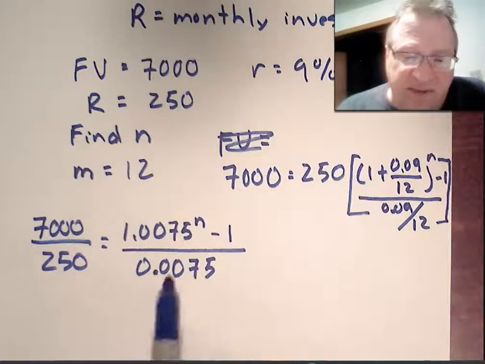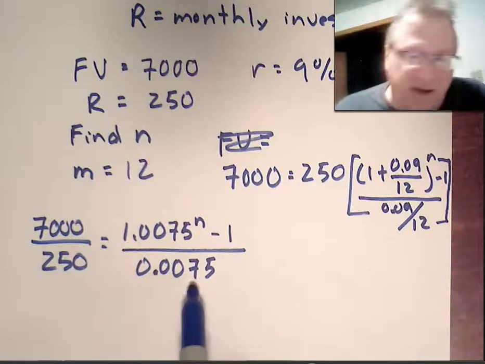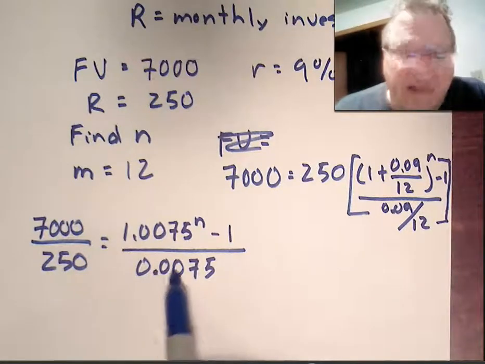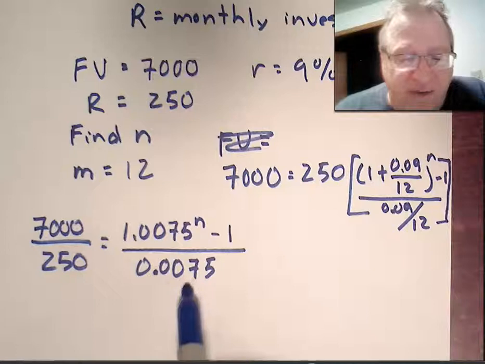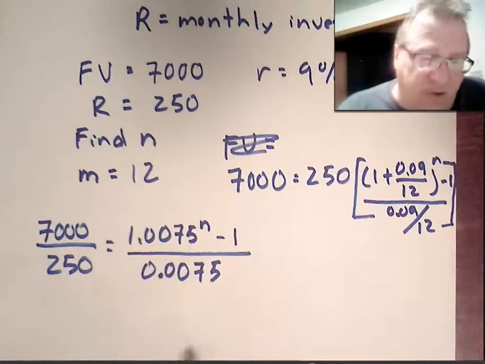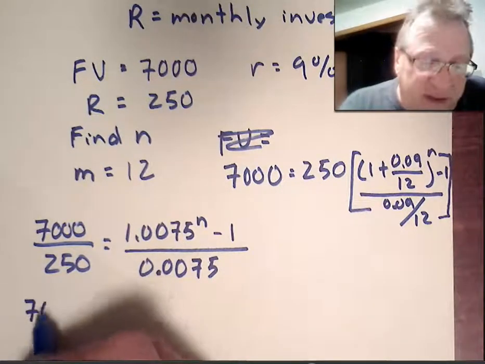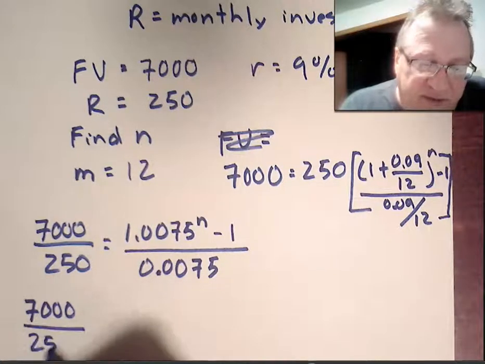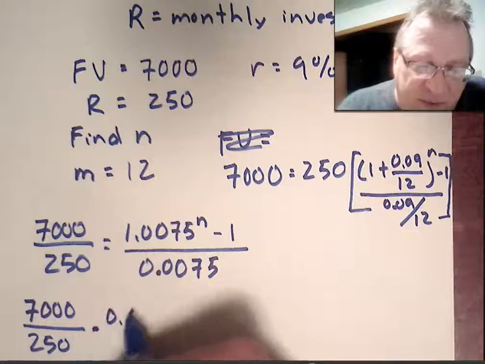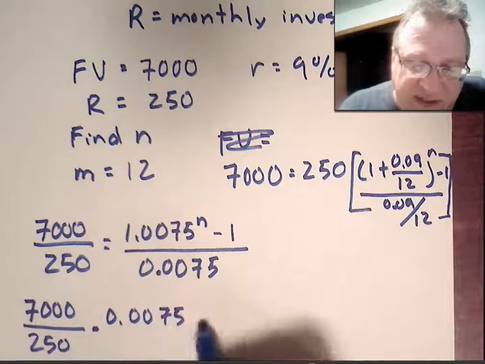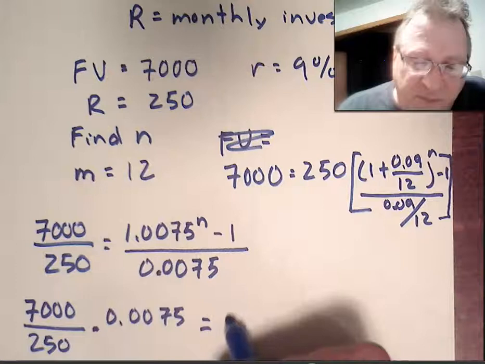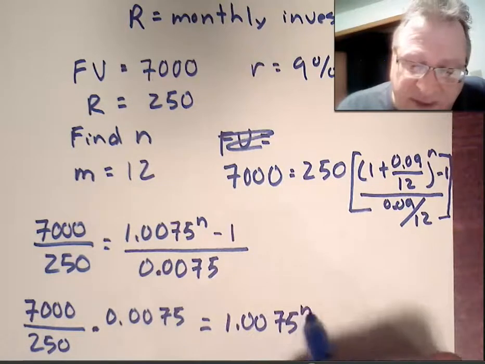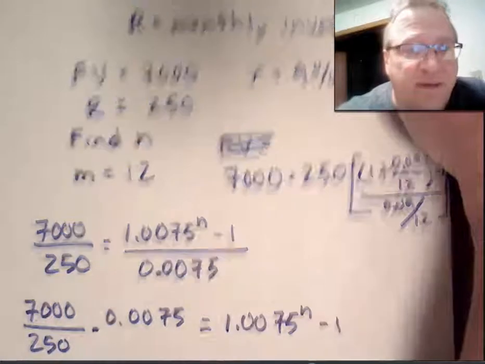Well, to get rid of this 0.0075 in the denominator, I can multiply both sides of this equation by 0.0075. That'll cancel the 0.0075 from the right-hand side. And so I'll rewrite my 7,000 over 250 times 0.0075 is equal to 1.0075 raised to the n minus 1.